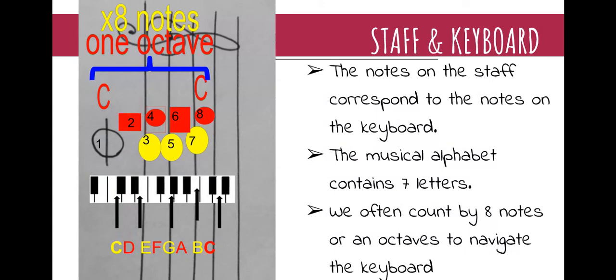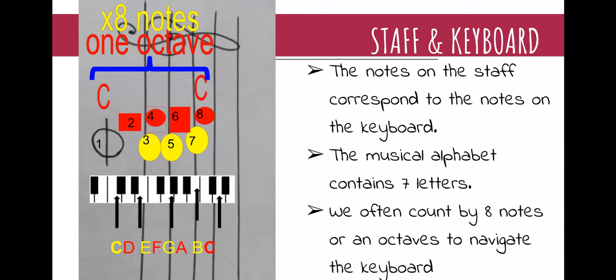So the notes on the staff correspond to the notes on the keyboard, and just recall from previous lessons that there is a musical alphabet which contains only 7 letters. It starts from letter A and finishes at letter G. When you get to letter G, you need to start back again at letter A. So you'll go A, B, C, D, E, F, G, A, B, C, D, E, F, G, and so on. And when we're counting the number of notes, we often count in terms of octaves, so 8 notes.